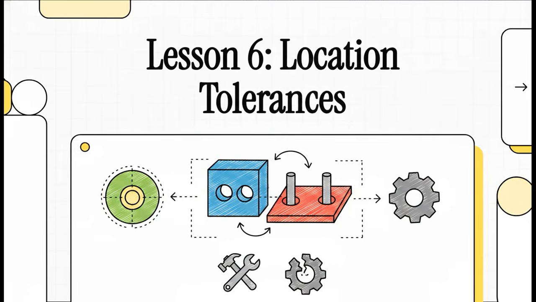Welcome back, everyone, to Lesson 6 of our GD&T Explainer. Today, we're tackling a topic that is honestly the absolute backbone of modern manufacturing and assembly, and that is location tolerances. By the end of this explainer, we're going to demystify how these tolerances work, how to read them fluently, and most importantly, how they prevent catastrophic, insanely expensive manufacturing disasters right there on the assembly floor.